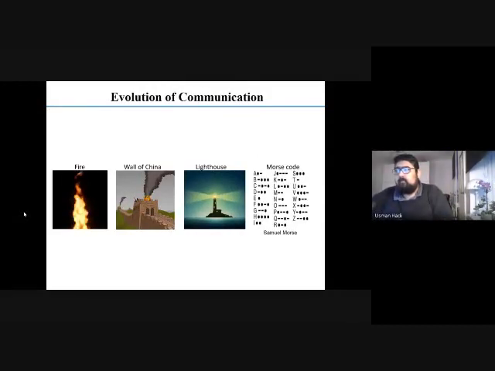So I would like to start with the evolution of communication. Communication has evolved over the years, and if you see in the start, we had fire that was used as an indication of signaling for keeping the people alert. For example, on the Great Wall of China, they used to use fire to alert people when there was some incident or if there was a war. And then finally, the lighthouse was used for signaling.